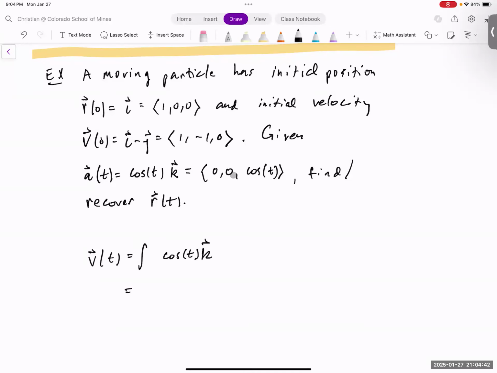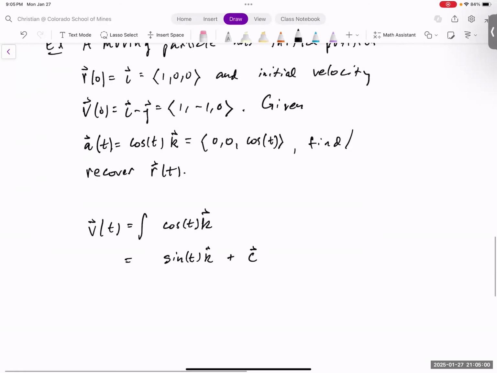I'm just going to write the antiderivative of cosine is sine of t in the k position plus some constant vector, vector c. And what did we know about our initial condition for velocity? V of 0. So let's recover that.